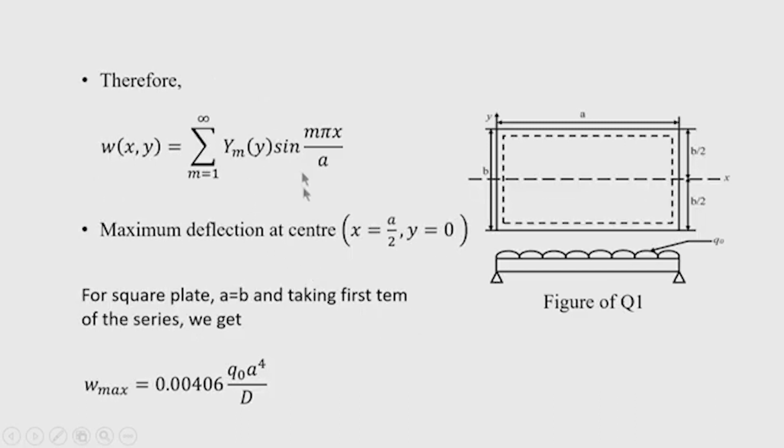So, after calculating this, the deflection is found to be 0.00406 q naught a to the power 4 by D. So, this quantity coincides with the value that we obtained earlier by Navier's method. So, Levy's method has application in more general cases compared to Navier's method, because Navier's method has severe limitations, because all the edges must be simply supported for a rectangular plate, otherwise double trigonometrical series cannot be used.